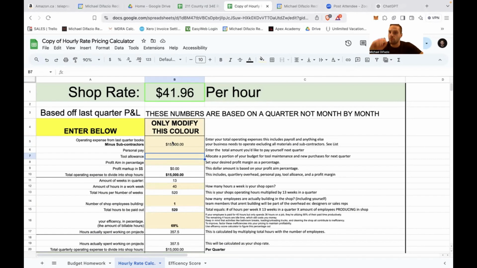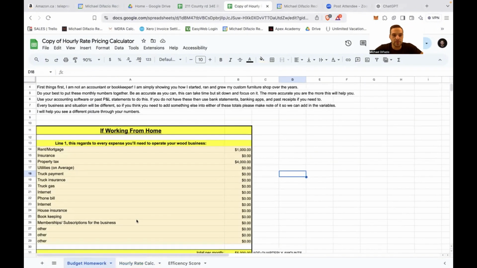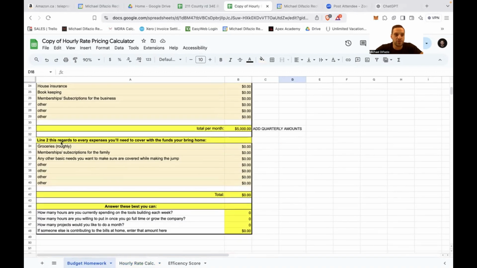Not a big deal, but only modify these ones. Okay, your personal pay. This would be what you guys need for groceries. So go back to your budget homework. You can look at what you need for line 2. Your groceries, memberships. Let's say you needed $500 a month.